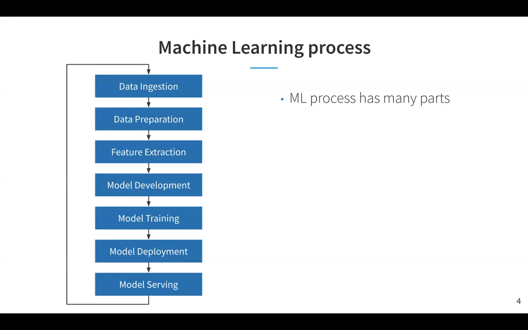And after the data is ready, you have to do some feature engineering to extract the features to be consumed for model development. After all these are done, you can start working on the actual model development. And after you explore the model, you have to do model training, with different iterations. After the model is ready, you need to do model deployment, like version control for the models. And in the end, you can finally serve the model. You have to repeat this iteration multiple times in order to have a very good model.